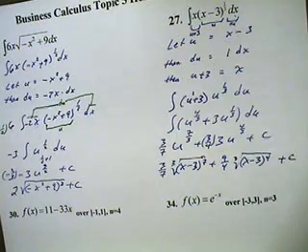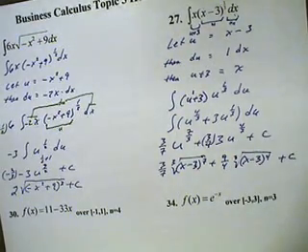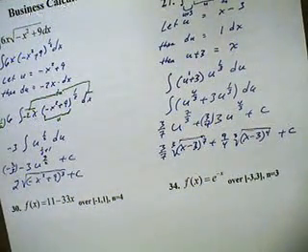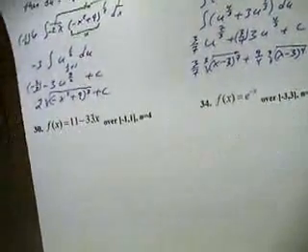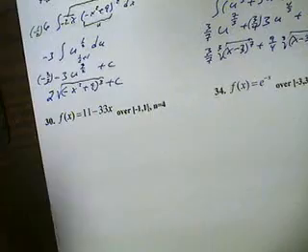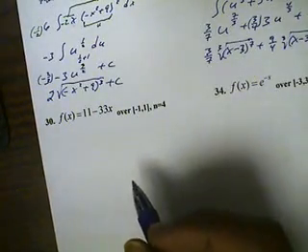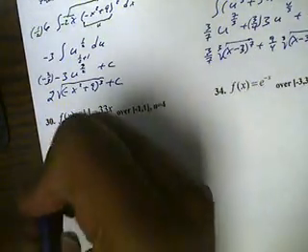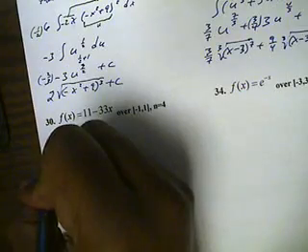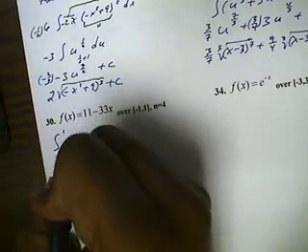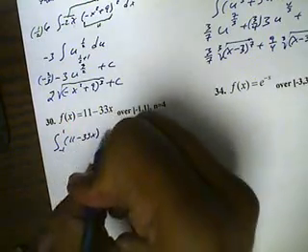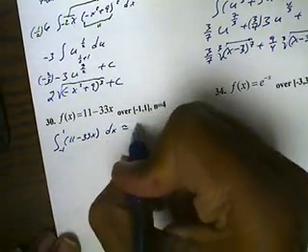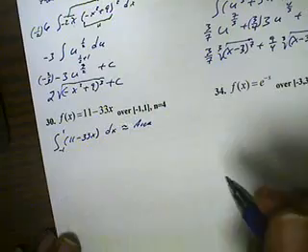Next, let's look at finding the area under this curve by using Riemann sums. In order to use Riemann sums, what we're essentially doing is getting the estimate between negative 1 and 1 of the function 11 minus 33x dx. We're trying to approximate the area.